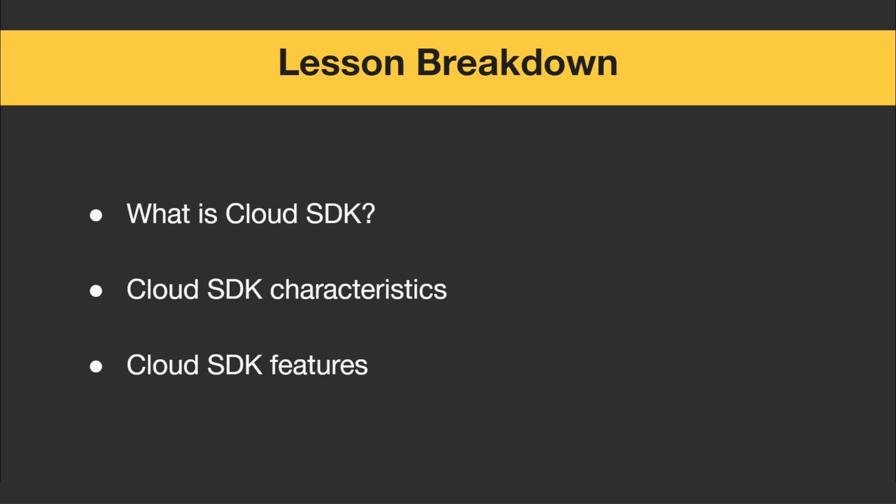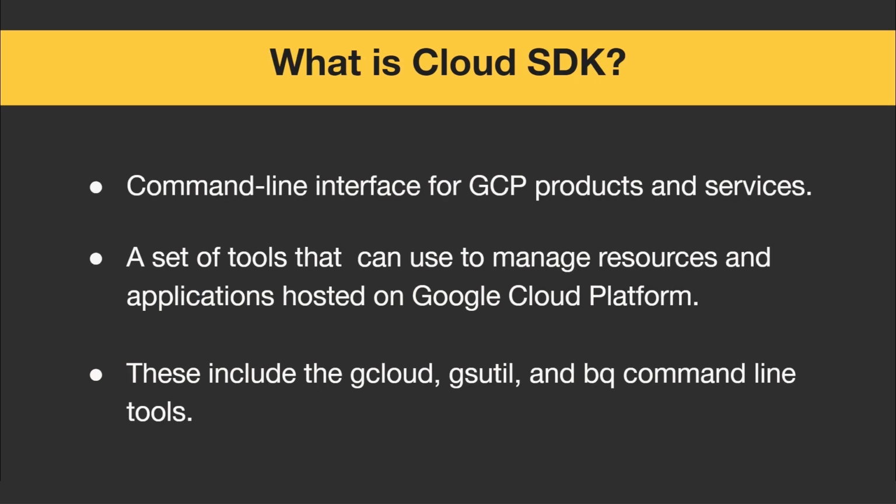So let's start. Let's break down the lesson. What is Cloud SDK? Cloud SDK characteristics, Cloud SDK features. Actually, Cloud SDK is the command line interface for GCP products, just like the Cloud Shell. The difference, which we have already discussed, is that the Cloud SDK needs to be installed on your laptop or desktop. It is a set of tools that can manage and use resources and cloud applications hosted on Google Cloud Platform, and these include gcloud, gsutil, the bq command line and other tools.